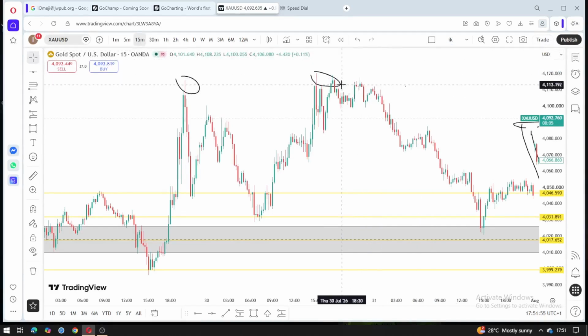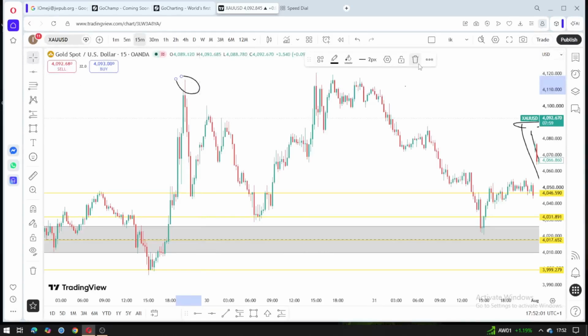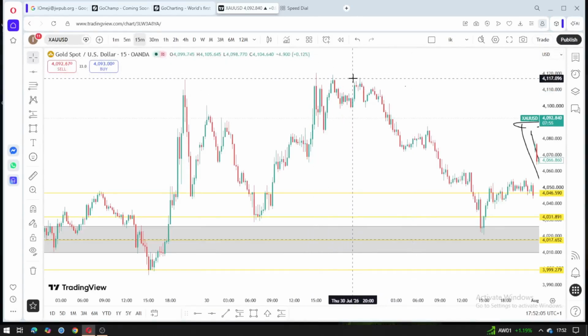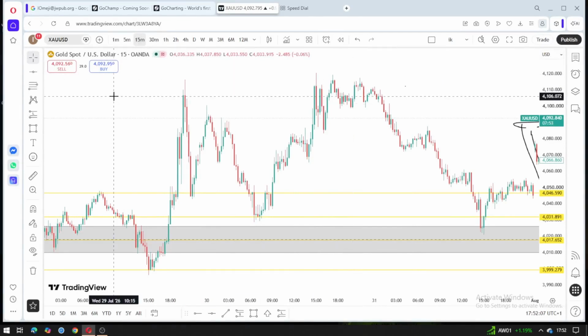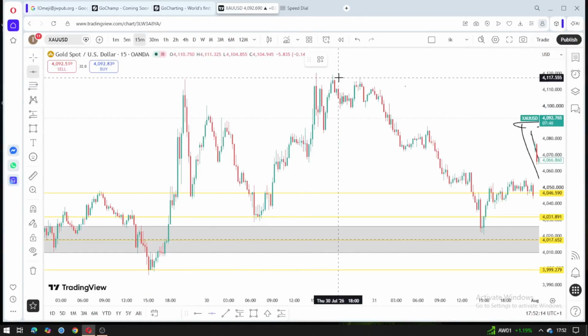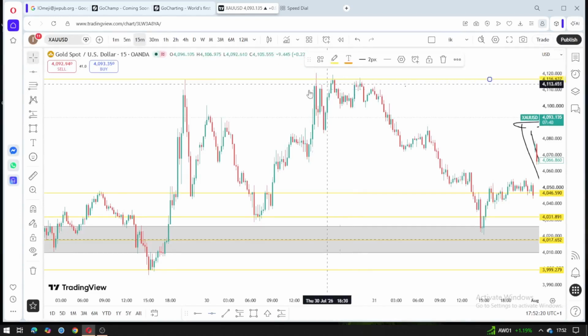So let me just remove the markings here. So we pick and we are going to start with the lowest. This is the lowest in terms of wick. I normally use my wick and not body. Sometimes you can use whatever you want. So I'm putting it on top of this one because that is the lowest in this zone. Put it on top of that wick.